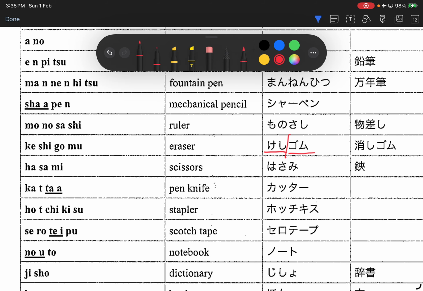And then we have hasami. Scissors. Then we have katta. I know it's very hard to pronounce, right? Because double T, double A. So double T is because of the double consonant thing. The first T will go with the first syllable ka. So ka, cut. Ka, cut. Then the second one is ta, but with an extra A. So ta. So katta. This is how we pronounce it. Pen knife. I never heard of anybody say pen knife. Don't worry. Nobody has used pen knife on me, unless it's a Singaporean trying to learn Japanese.